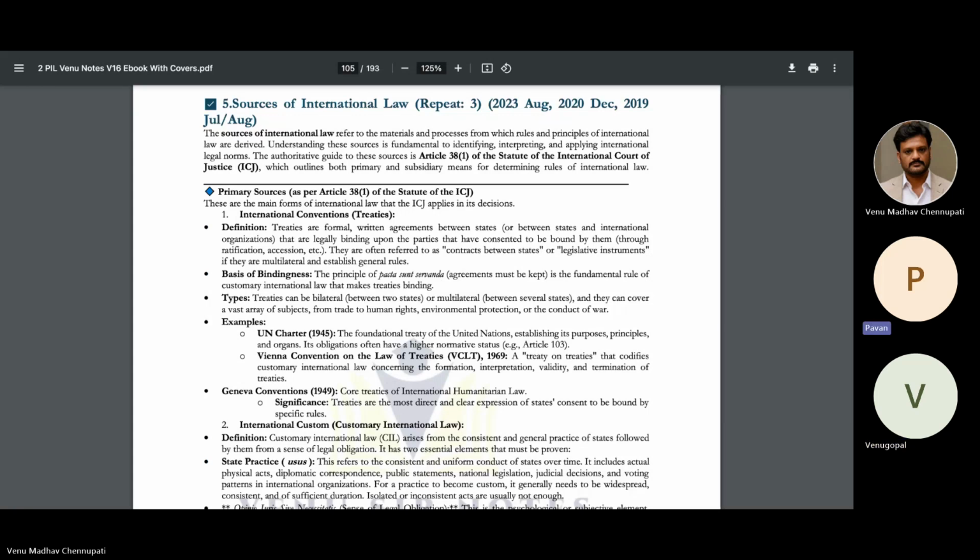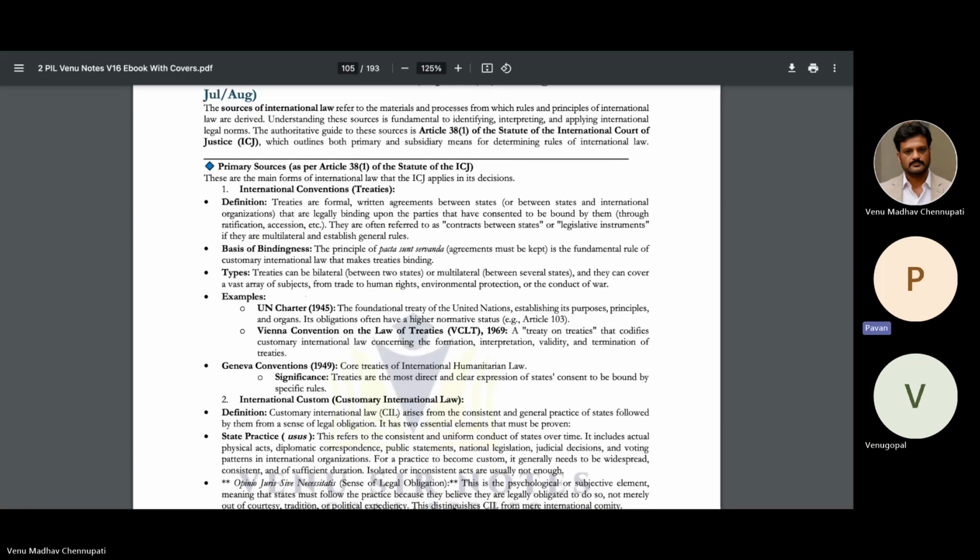So basically, the primary source is Article 38(1) of the Statute of the International Court of Justice. That is the authoritative guide. So there are primary sources and other recognized sources, subsidiary sources, etc. We'll start with primary sources. As per Article 38(1) of the Statute of the ICJ, these are the main forms of international law that the ICJ applies in its decisions.